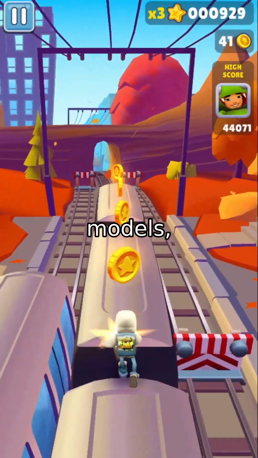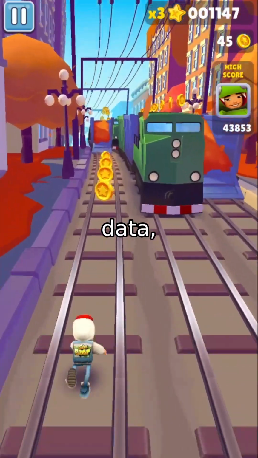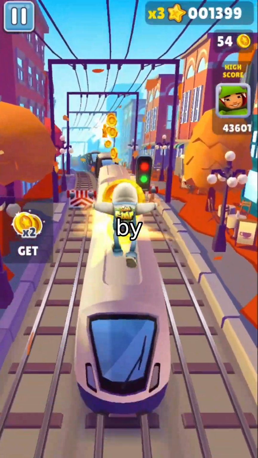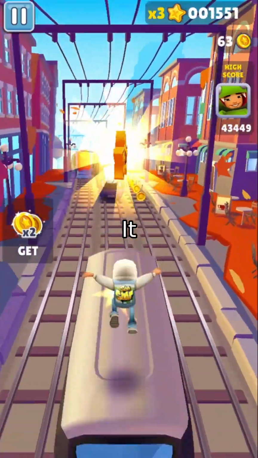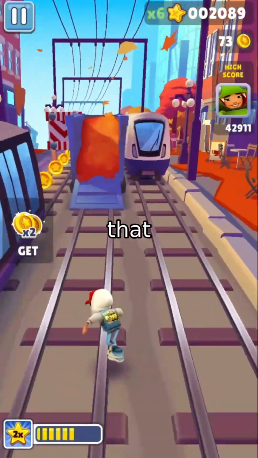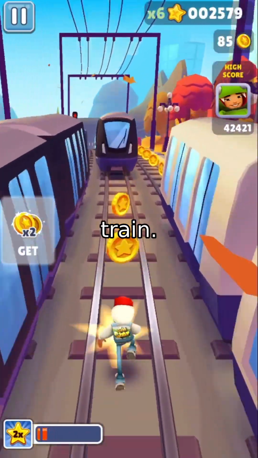Compare this to diffusion models, the current trend in generative AI. They work by gradually adding noise to data, then learning to reverse the process. But that's like trying to reconstruct a shattered vase by guessing how each shard was placed. It requires solving a stochastic differential equation, a noisy, unstable process that needs hundreds of steps to generate a single sample. It's slow, fragile, and hard to train.